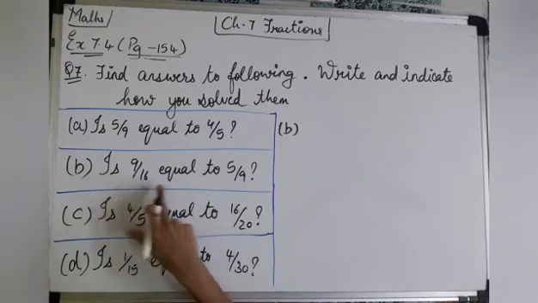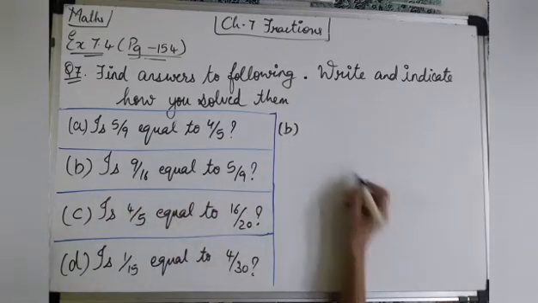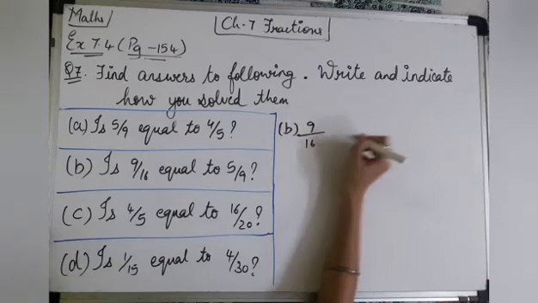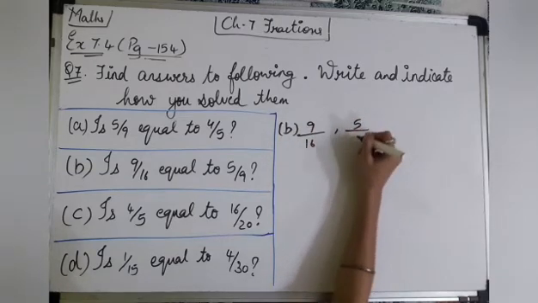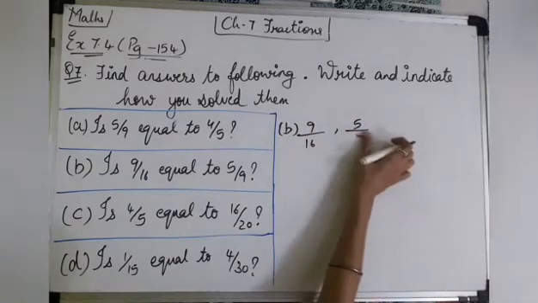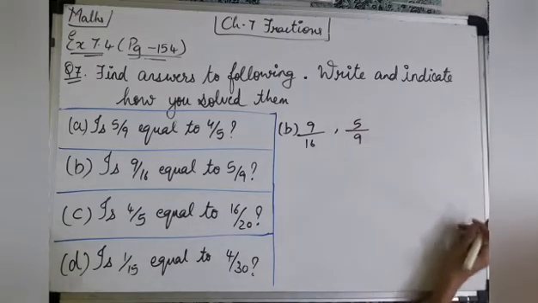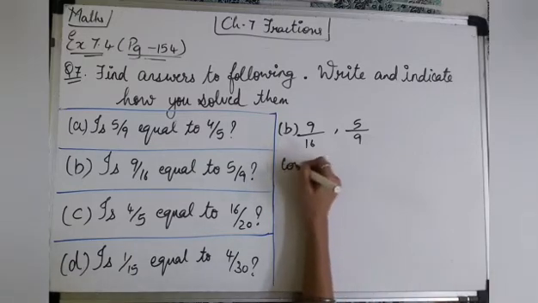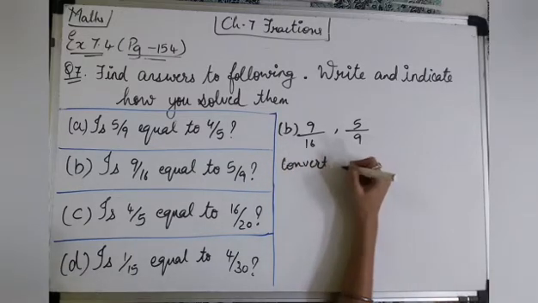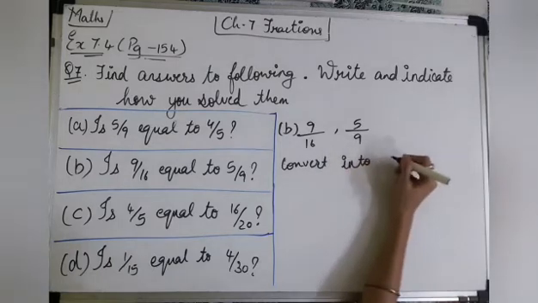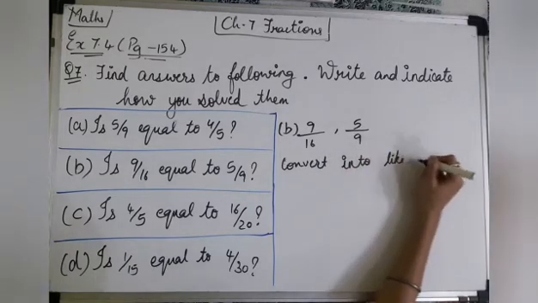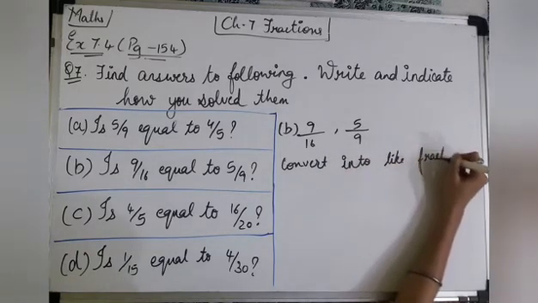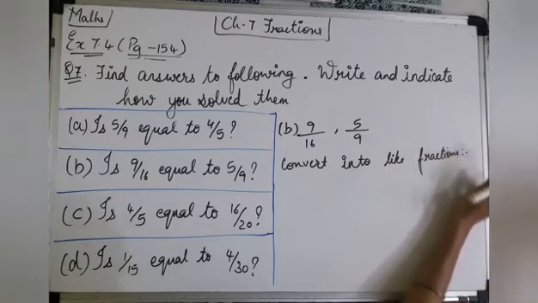Is 9 upon 16 equal to 5 upon 9? 9 upon 16 is equal to 5 upon 9. So in this also, what do we have to do? We have to convert into like fractions, because as you can see, they are unlike fractions. So convert into like fractions. Okay.